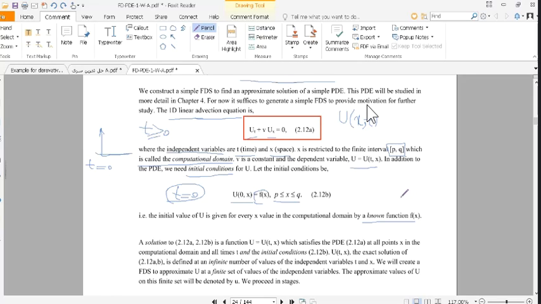The domain of this problem has infinite points or finite points. What's your opinion? For the exact solution, not the approximate solution.